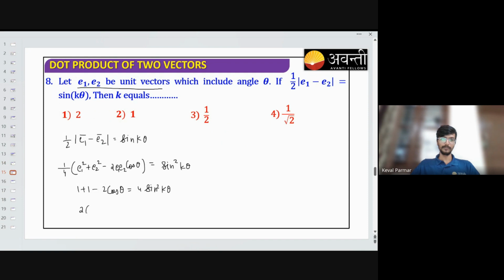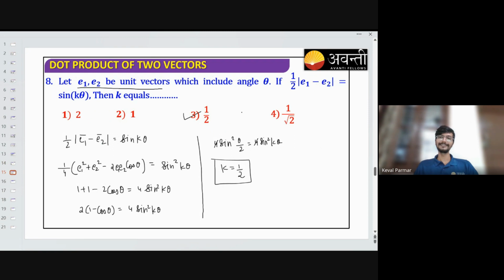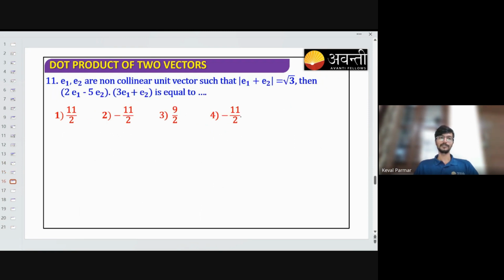So I can take 2 common, 1 minus cos theta is equal to 4 sine square k theta. What is 1 minus cos 2 theta? It is 2 sine square theta. So I'll get 4 sine square theta by 2 is equal to 4 sine square k theta. It is very simple. Compare, k is half. So option number 3, guys. Let's see the next question. Yeah, E1 and E2 are non-collinear unit vectors.